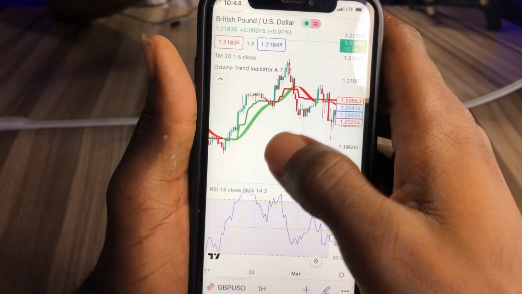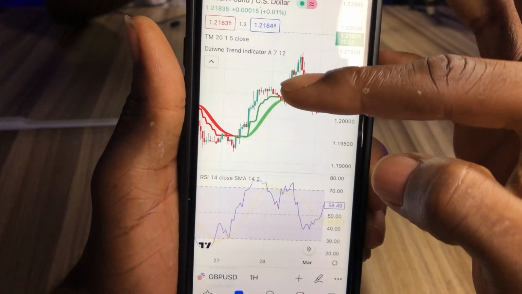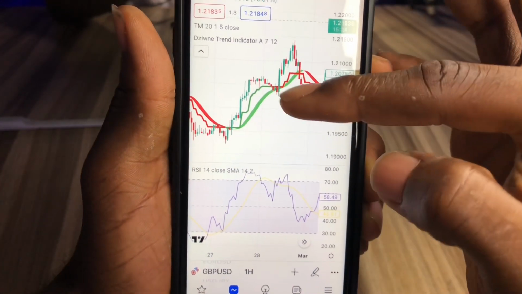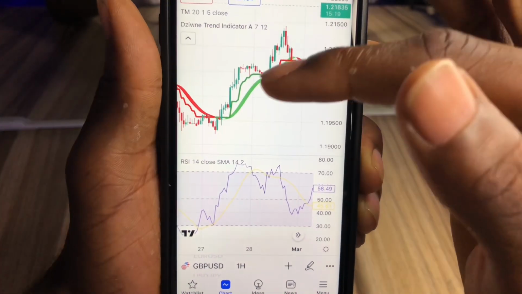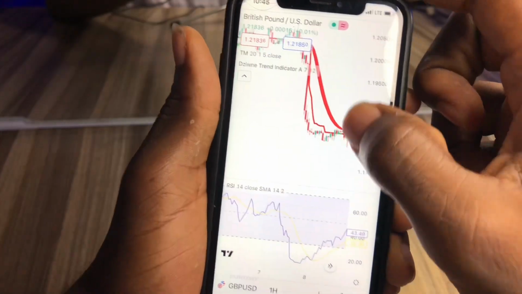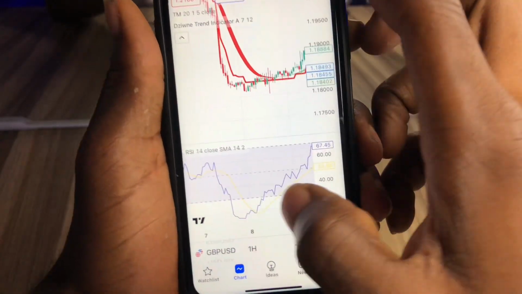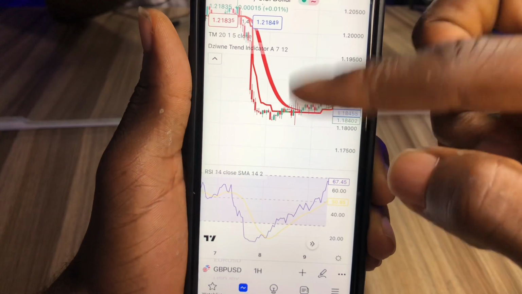Let's look at this point in the market. It gave us that notification. You can see right here, it gave us that notification. You see it came back to retest at the trend magic and the Dizwin. Now this point in the market, price went below the trend indicator and the Dizwin. You can see exactly what happened.